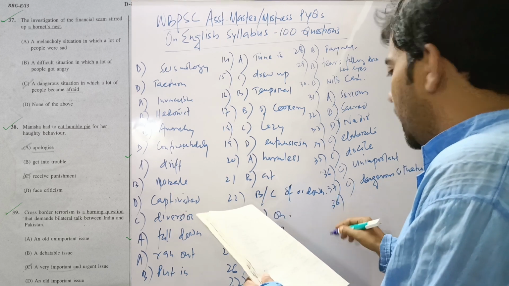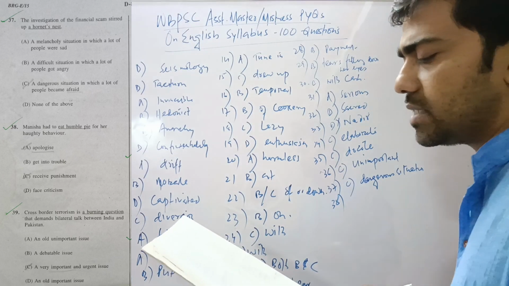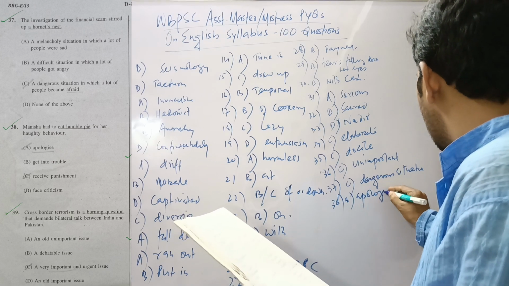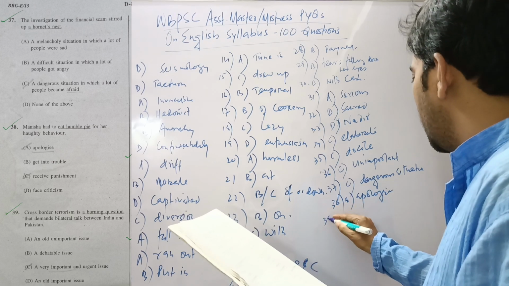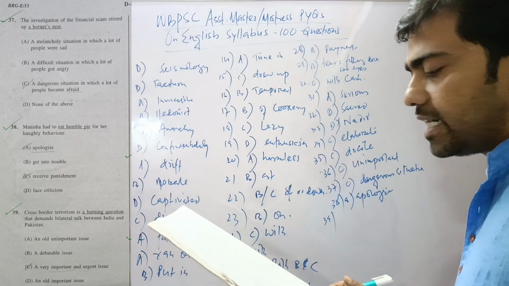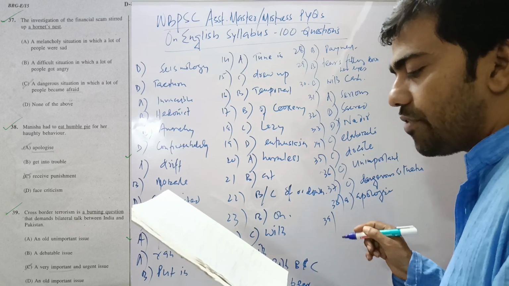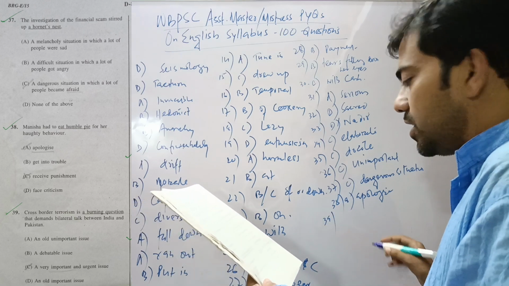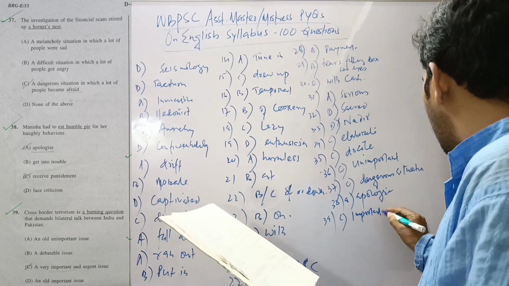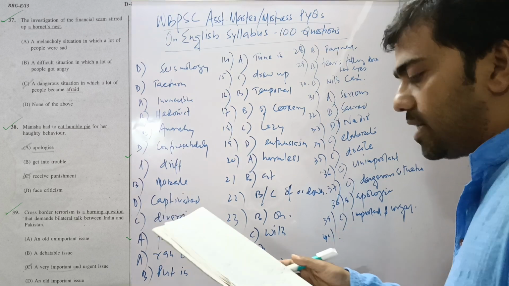38. Manisha had to eat humble pie. Humble pie is a very common type of idiomatic expression. Humble pie means apologize. A number, apologize. 39. Cross-border terrorism is a burning question that demands bilateral talk between India and Pakistan. So the underlined phrase, a burning question, means a very important and urgent issue. C number, important and urgent issue.